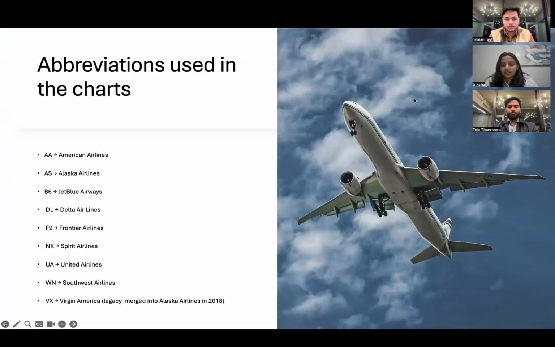Before diving into our visuals, here is a quick guide to airline abbreviations you'll see throughout all our charts. For example, AA stands for American Airlines, DL stands for Delta Airlines, WN for Southwest, and so on. This makes it easier to interpret the charts.